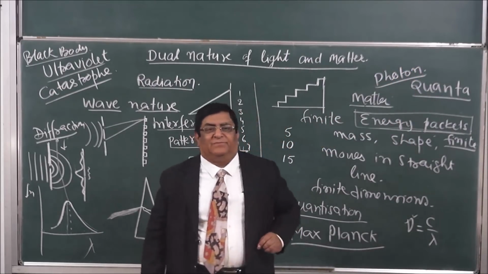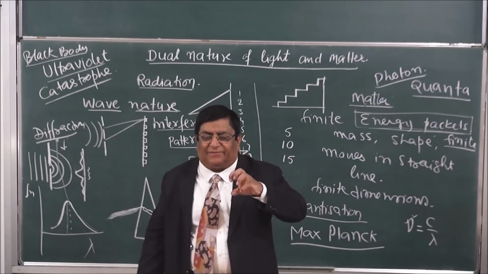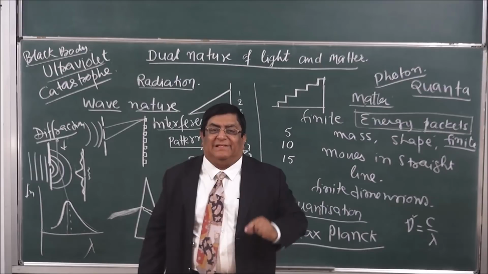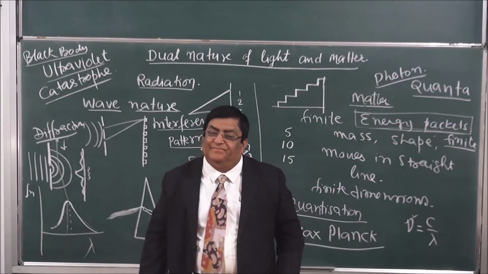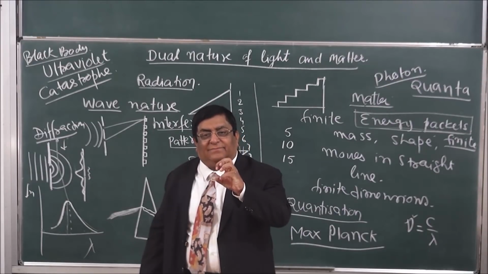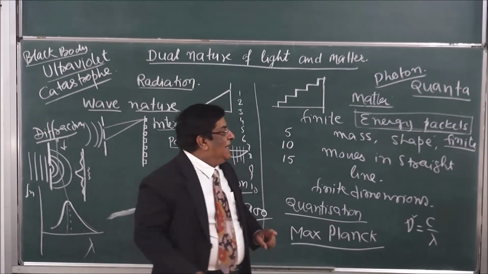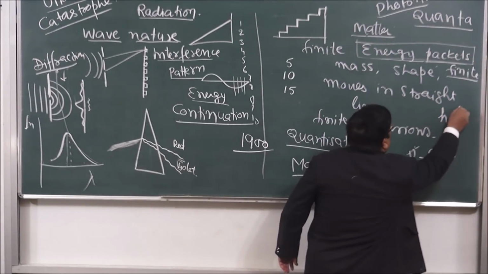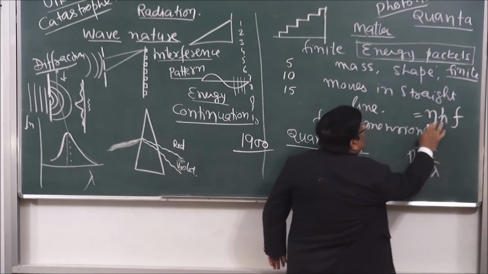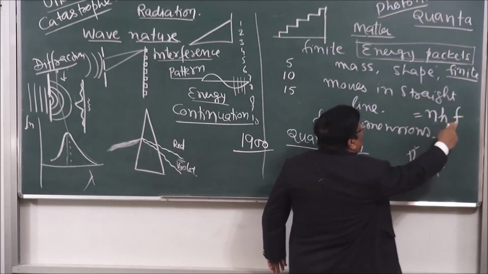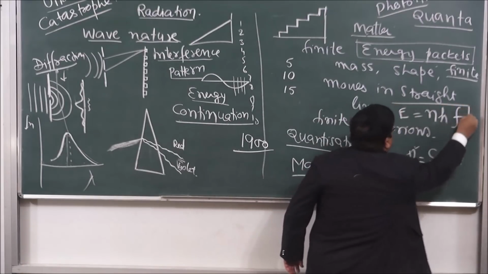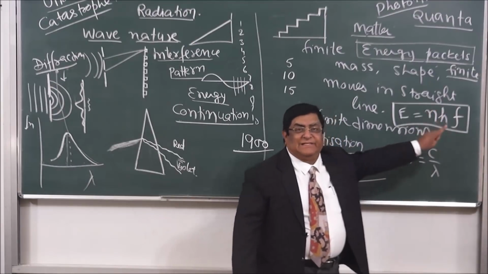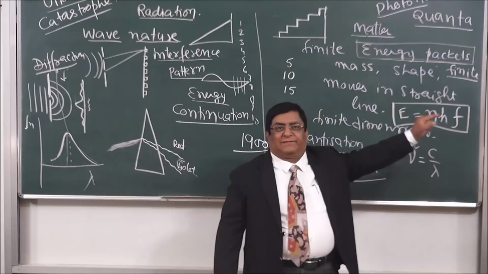So he said light comes in quantums, packets of energy, and that energy is vibrating. It has a frequency, and that frequency decides its color. Now, one quantum has a fixed value of energy, and that value of energy, he said, is n multiplied by h multiplied by frequency. This is the energy of a quantum. This is a constant which was later named Planck's constant, h.